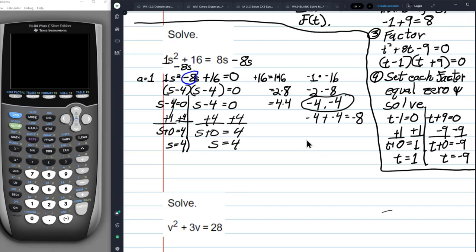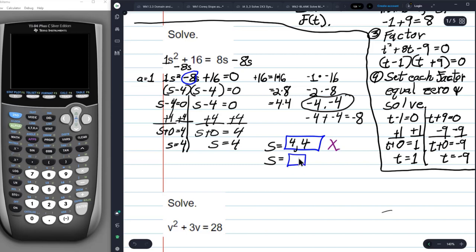Now, something we're going to talk about soon is this. In fact, part of it is right now. You're going to see S equals, and you're going to see an answer box. You've only got one answer. You can write that 4 or that 4, but we never write 4 and 4. We don't do that. That would be wrong. No, the answer is only 4. Now that doesn't feel right, but it's true. There's no need to repeat the fact that 4 is your only solution.